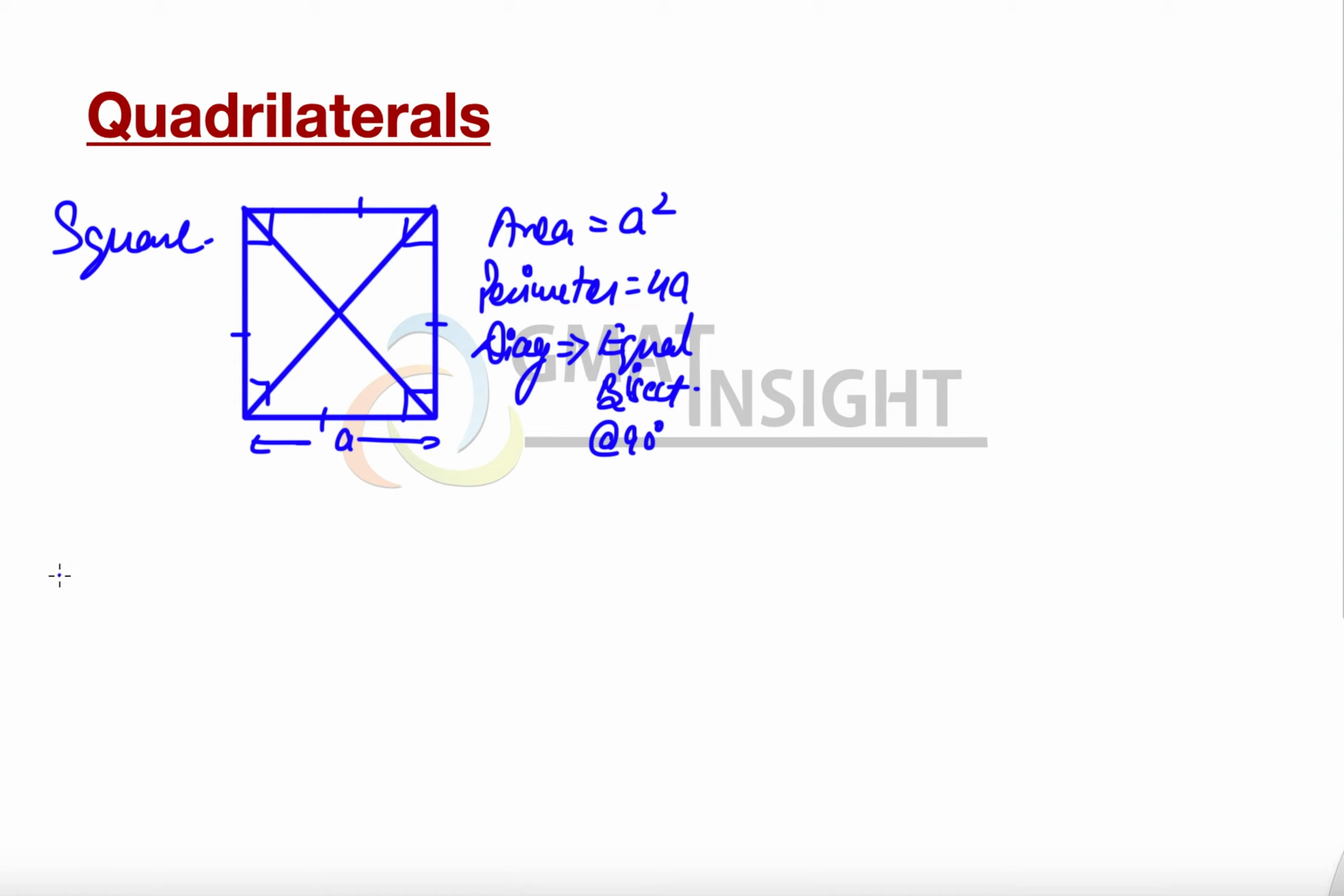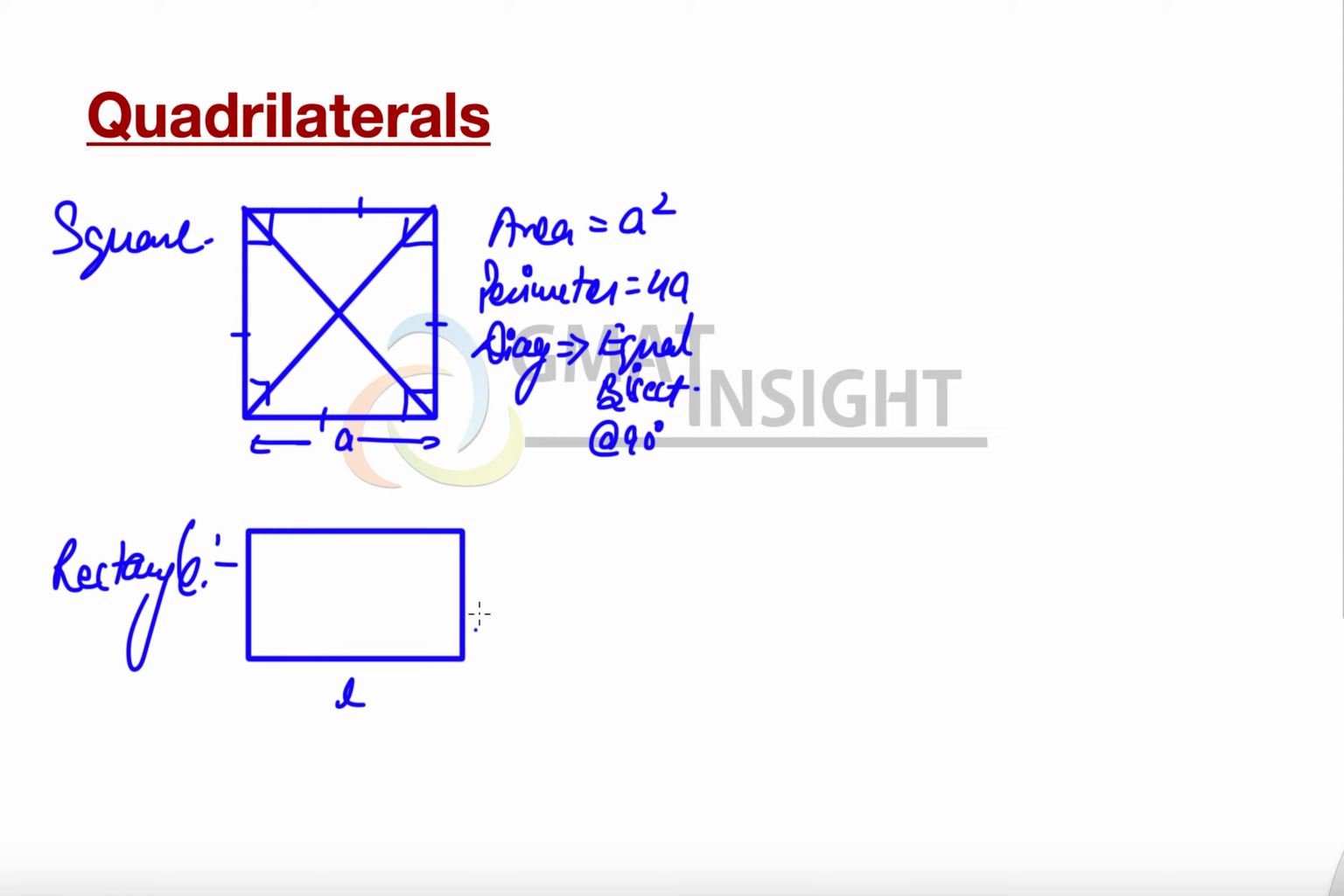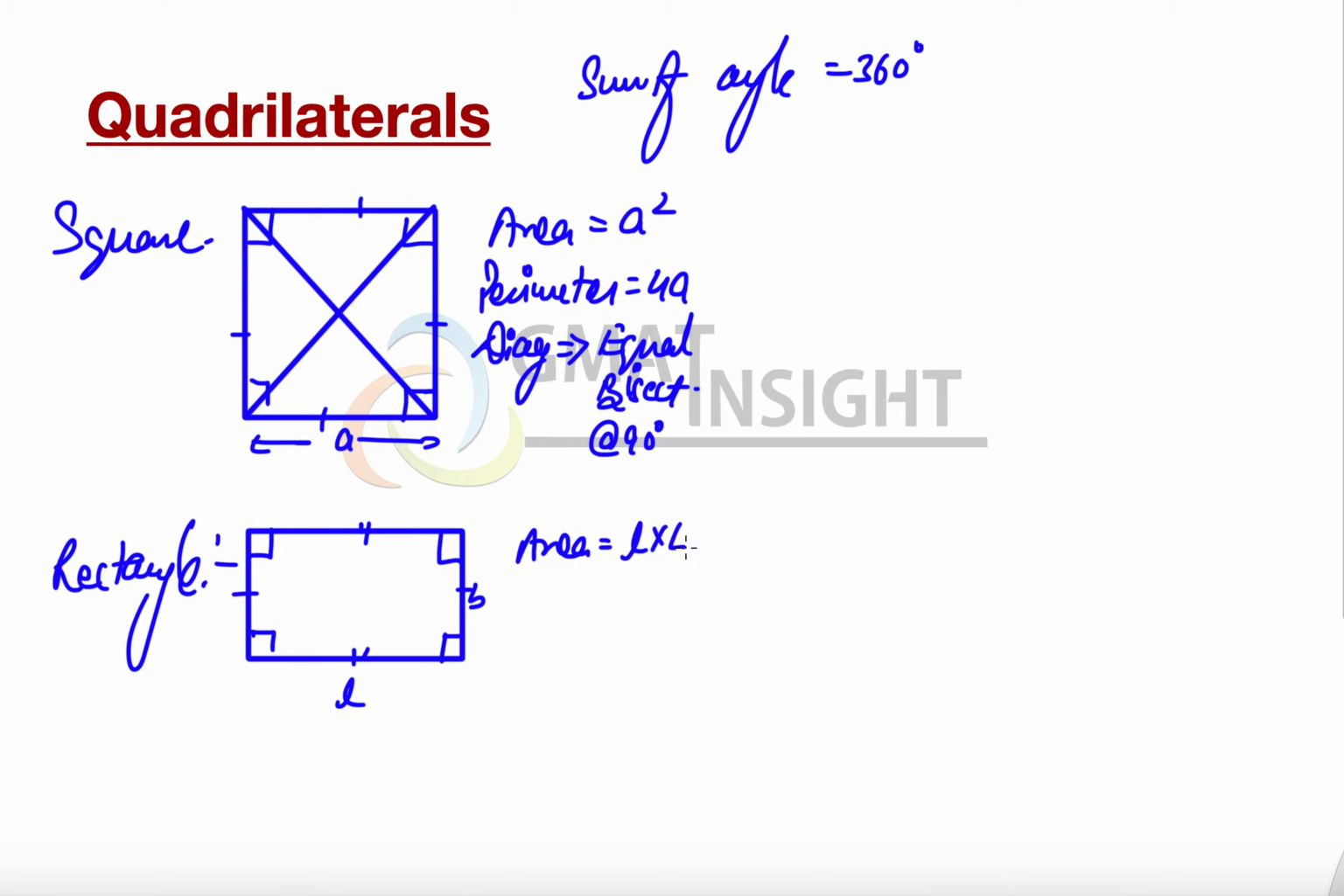Now the second quadrilateral to discuss is rectangle. Rectangle has several properties. Let's quickly draw the figure first. The rectangle looks like this, with some length and some width. The opposite sides are equal, and each angle is equal to 90 degrees. Another point to mention is that the sum of the angles in any quadrilateral is always equal to 360 degrees. The area is L multiplied by B, where L and B are the length and width. The perimeter, because we have 2 sides equal to L and 2 sides equal to B, becomes twice of L plus B.